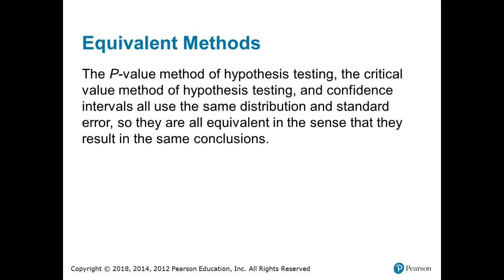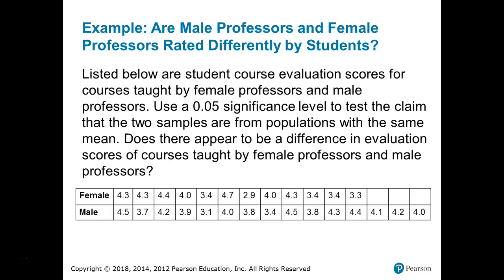Okay, so for equivalent methods, the p-value method, the critical value method, and the confidence interval all use the same distribution and standard error. So for independent means, they are all equivalent, and they will always come to the same conclusion. Remember, that is not the case when dealing with two proportions. We said that the p-value and critical value were equivalent, but not the confidence interval. But for this section, where we're dealing with two sample means, they are all equivalent methods.